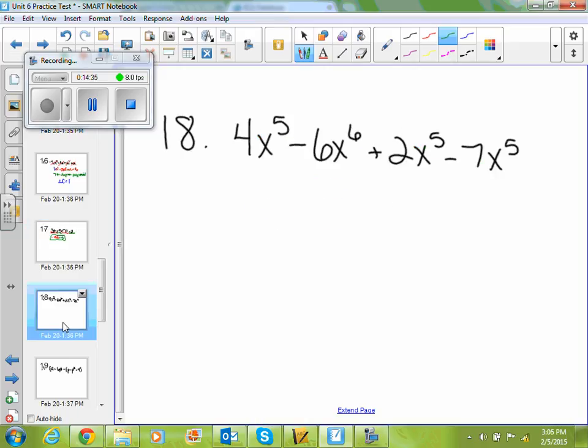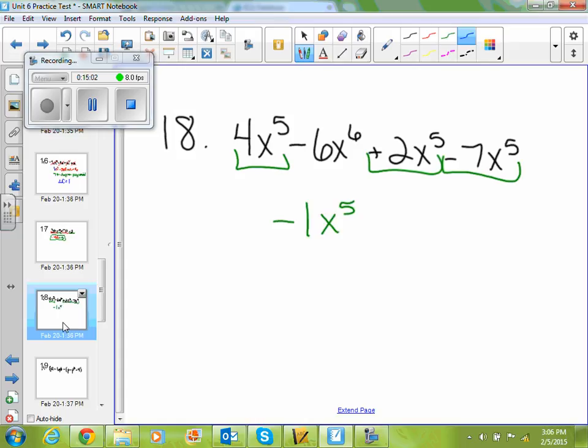Alright, so on number 18, 4x to the 5th minus 6x to the 6th plus 2x to the 5th minus 7x to the 5th. What can I combine with this 4x to the 5th? Plus 2x to the 5th. Okay, so 4 plus 2 is 6x to the 5th. Okay, and then minus 7 is negative 1x to the 5th. Okay.